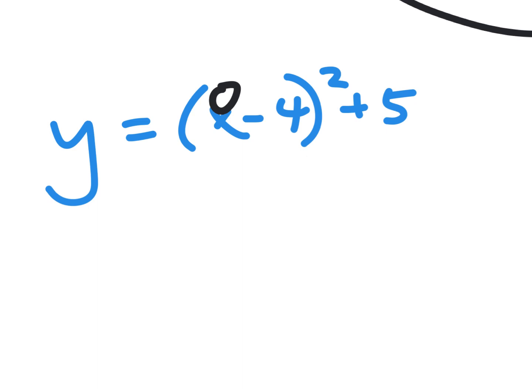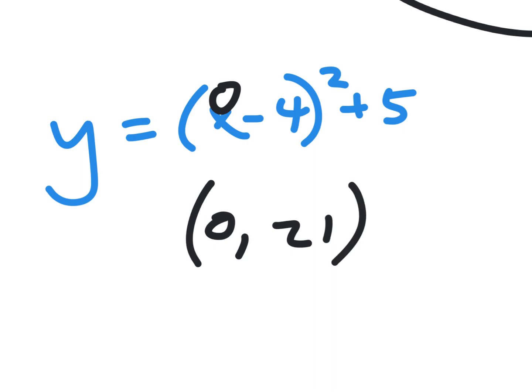16 plus 5, did you get 21? Do you get 0 comma 21 is where x is 0 and y is 21, and it's called something special. It's the what? Y-intercept. The y-intercept is where x is 0. And conversely, the x-intercept would be where what? Y equals 0. The x-intercept would be where y is 0.